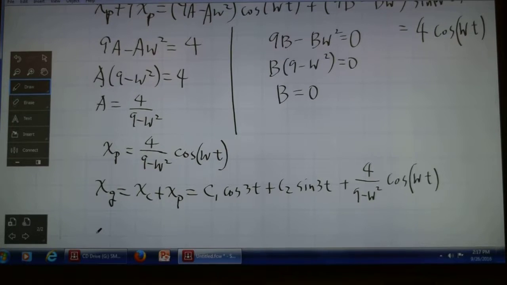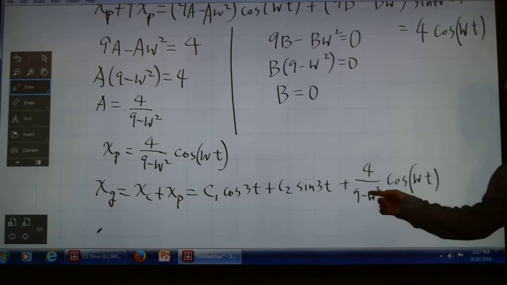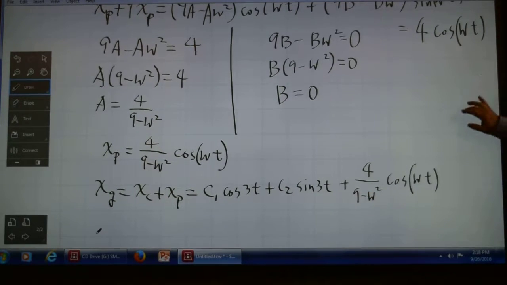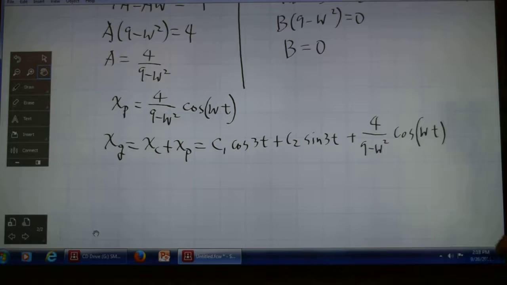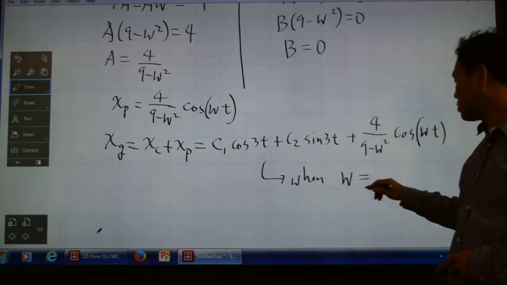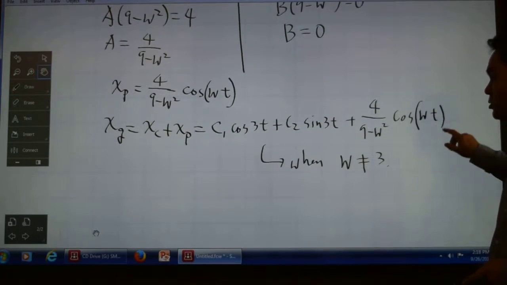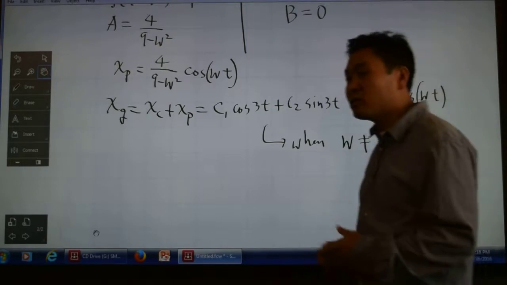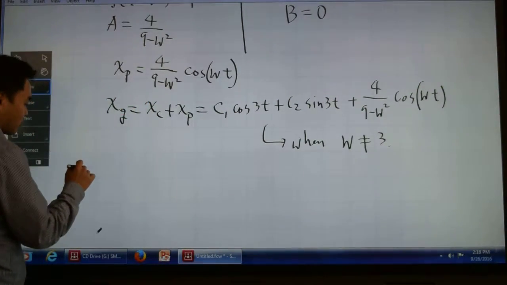Now when does this general solution fail? When is this not the solution? When w is equal to 3. Then this makes no sense, right? Because you're going to get 0. So that case has to be done separately. So this is when w is not equal to 3. This is part of the answer. When w is equal to 3, what do you do?